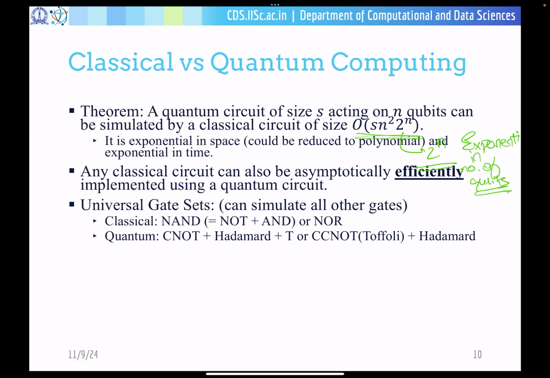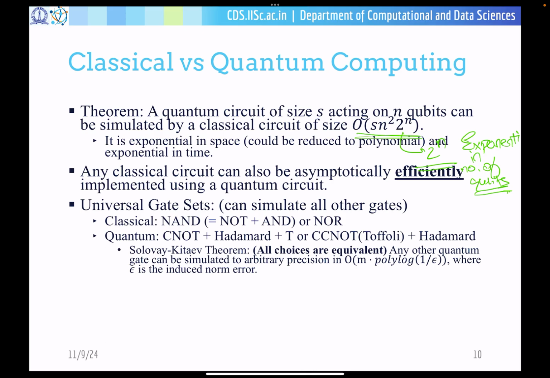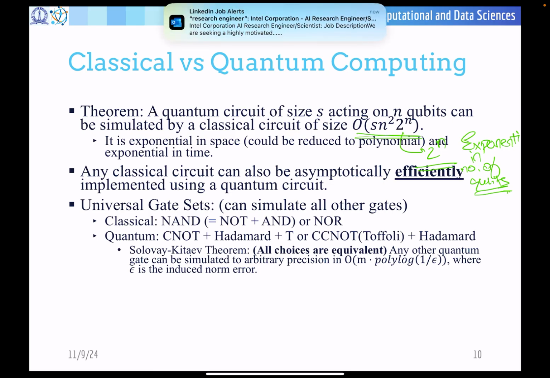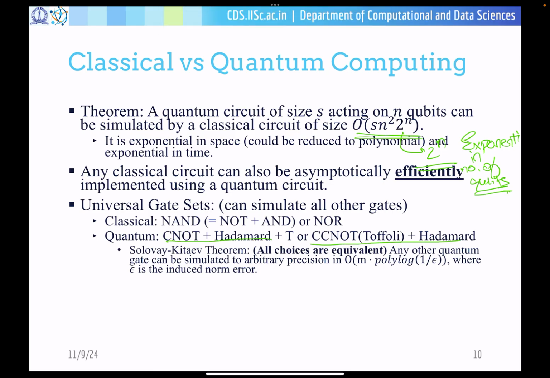So like in classical computing where there exist universal gate sets, similarly in quantum computing there exist universal gate sets using which we can create any other gates. So the question arises: which gate set is better? Is CNOT plus Hadamard a better choice, or Toffoli plus Hadamard? There is a theorem by Solovay and Kitaev which says that all choices are equivalent. So it doesn't matter which choice you take. We can create any other gate to arbitrary precision using O(m polylog(1/epsilon)) gates. So any choice of universal gate set is equivalent in quantum computing.